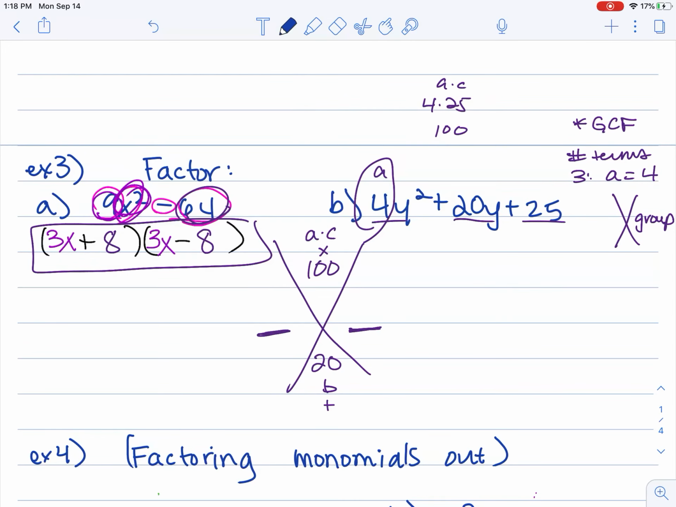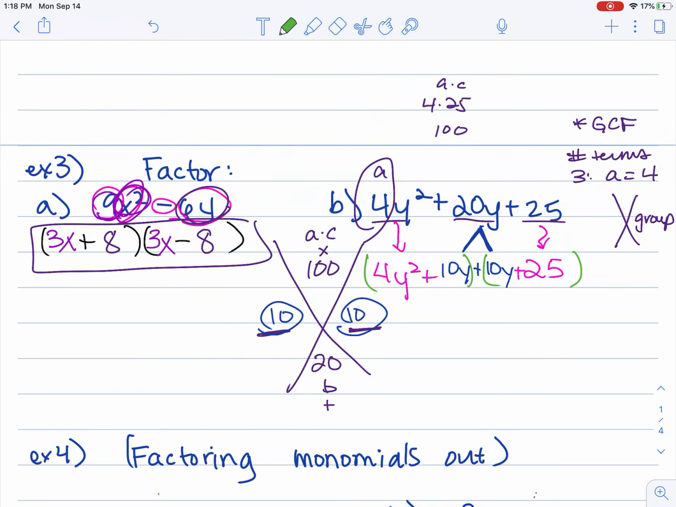We have to find those two values. So what will multiply to 100? I know 10 and 10 will multiply to 100 and will add to 20. So we take these numbers, and that's how we split up that middle term. 10y plus 10y is equivalent to 20y. And now we just bring down the 2 parts that are missing. And now there's 4 terms, and we're going to group them because this is X grouping.